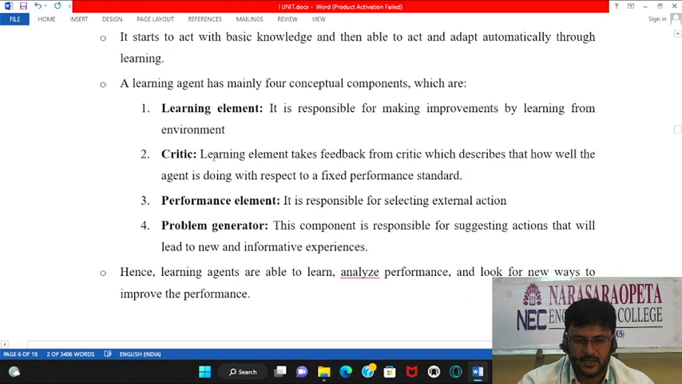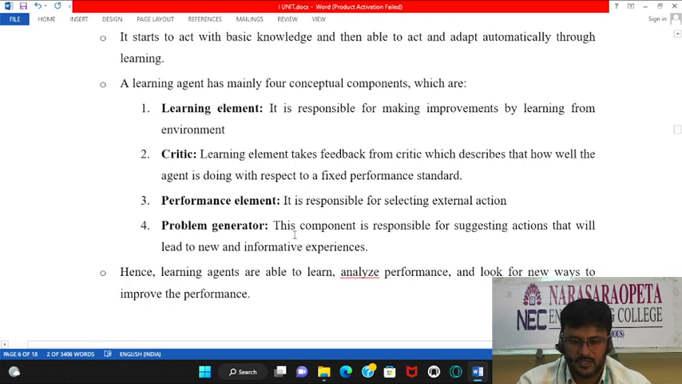Next is the critic. The learning element takes feedback from the critic. After you have provided the action, it checks whether the destination is correct or not. If not, you have to take the feedback about what mistakes you made. The critic tells how well the agent is doing with respect to a fixed performance standard. The performance element is responsible for selecting the actions.